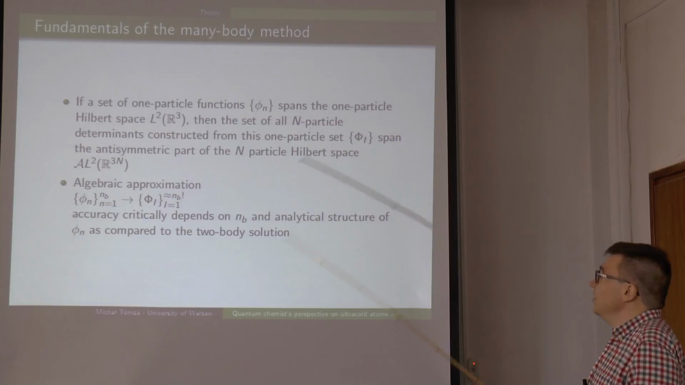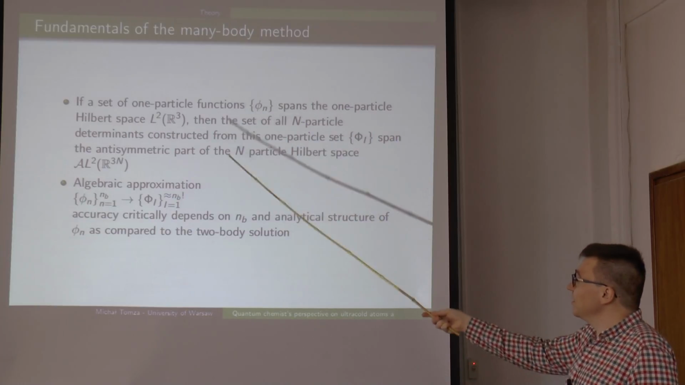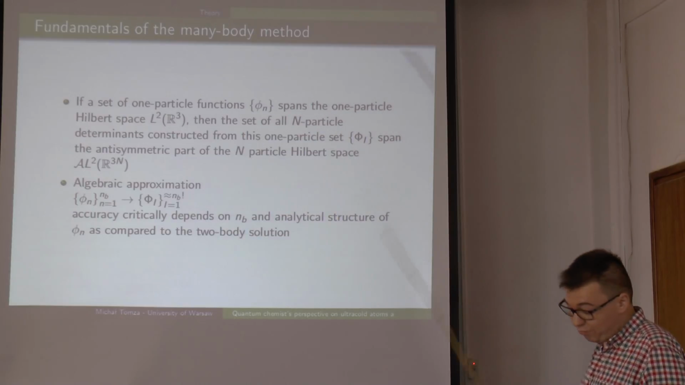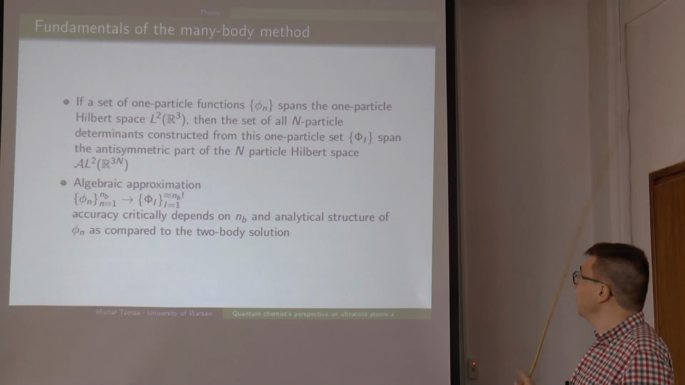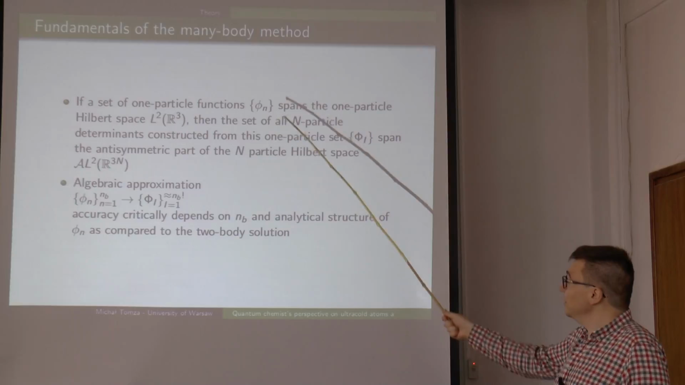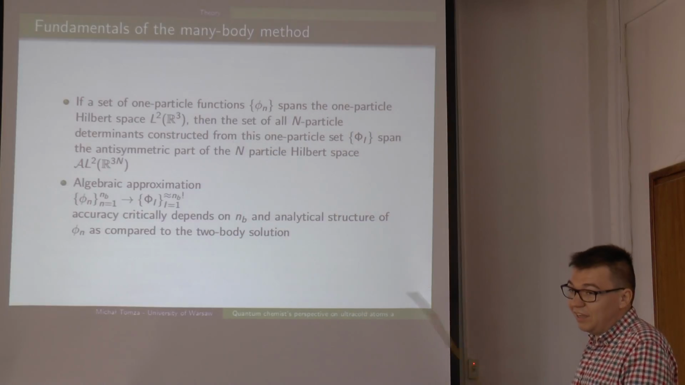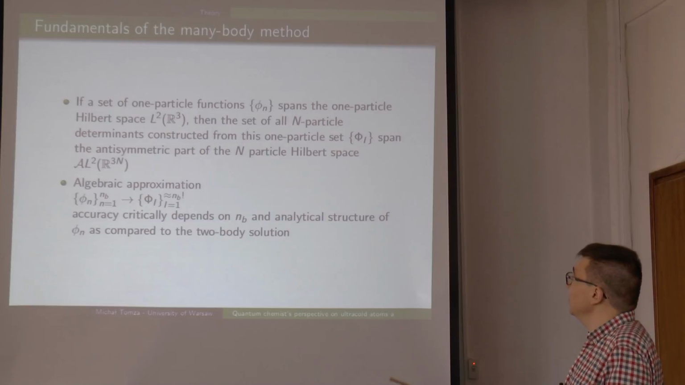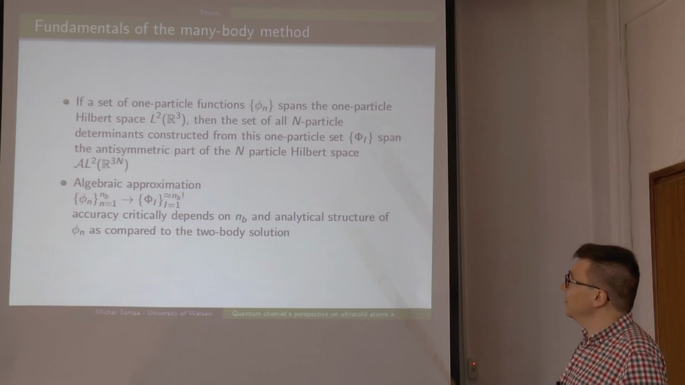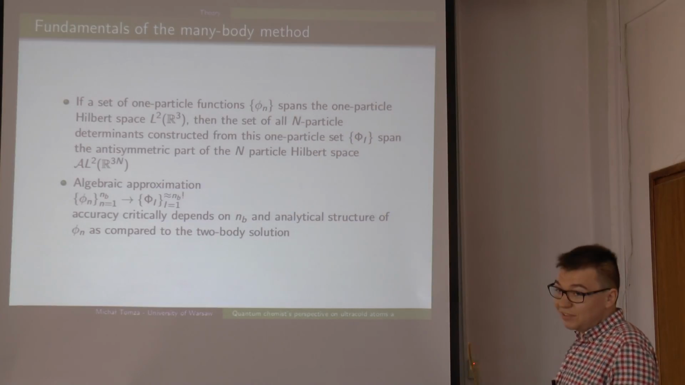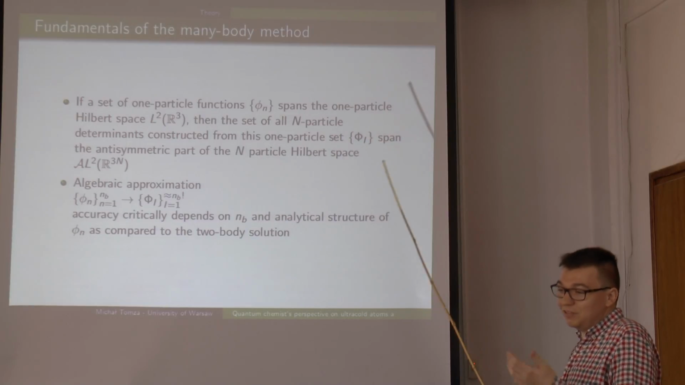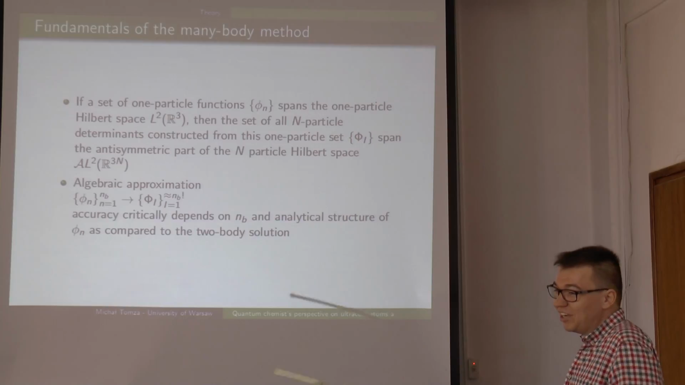In quantum chemistry and in many other approaches, we define some set of one-particle functions. Once we have a set of one-particle functions that spans the one-particle Hilbert space, we also know that from this basis set we can construct the basis set for the many-body functions, and this will also be complete. If we construct all possible n-particle determinants from these one-particle functions, then this set also spans the total Hilbert space.